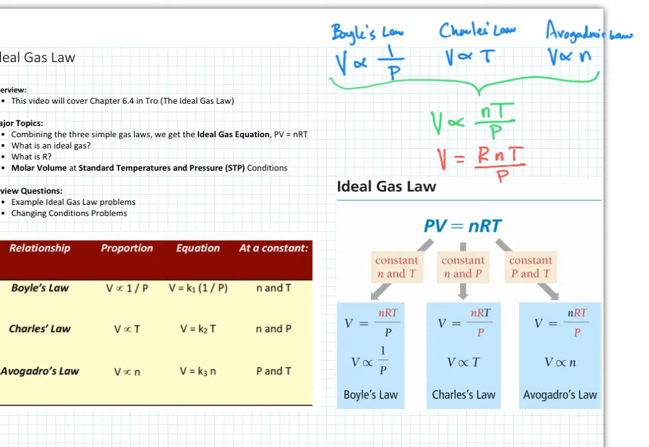We could have chosen any variable name, but R has a special name in this world, and it's called the ideal gas constant. So that equation is V equals RnT over P. Now that we've put a proportionality constant in there, we usually rearrange this so we bring the P over to the V side of the equation and we say PV equals nRT. This is called the ideal gas equation.